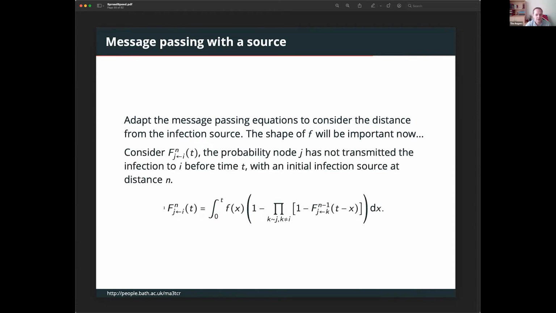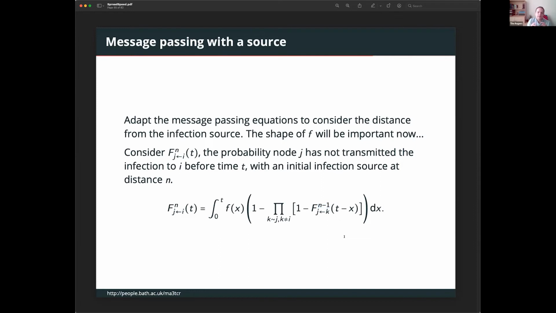So this is my equation. I'm augmenting it with a superscript of n, because I'd like to think about how far I am from the source in terms of steps in the network. So big F, j from i, n, t is going to be the probability that node j has not transmitted the infection to i before time t, given that the initial infection was n steps away in the network. And I can relate that then to what happens when the initial infection is only n-1 steps away.